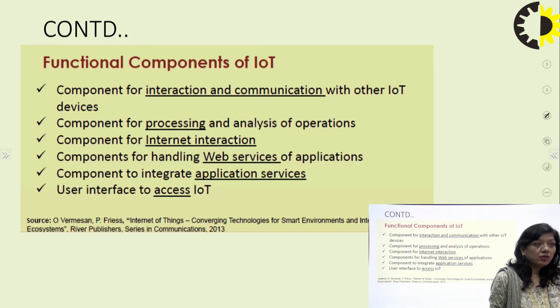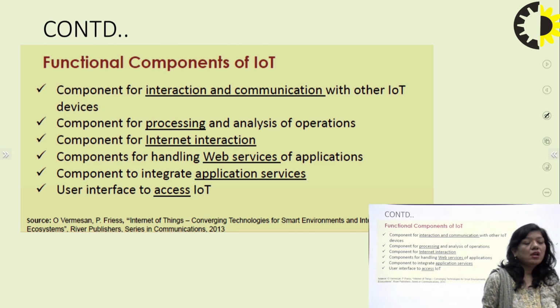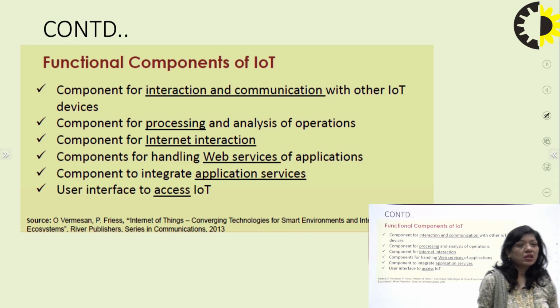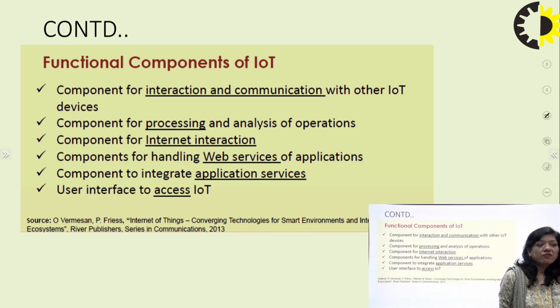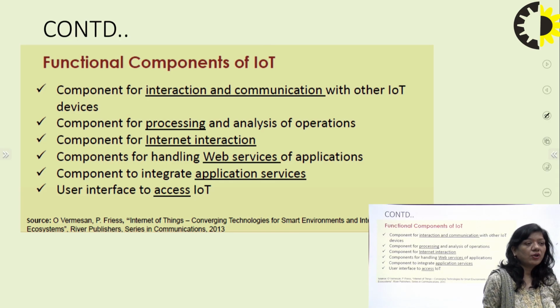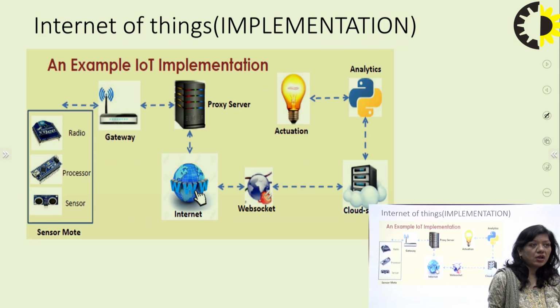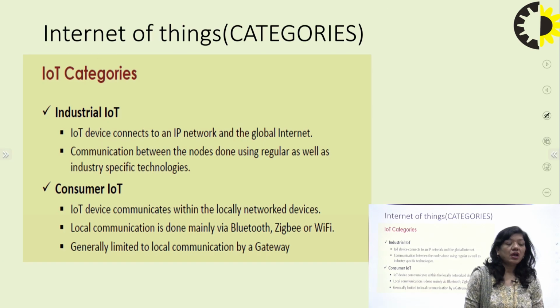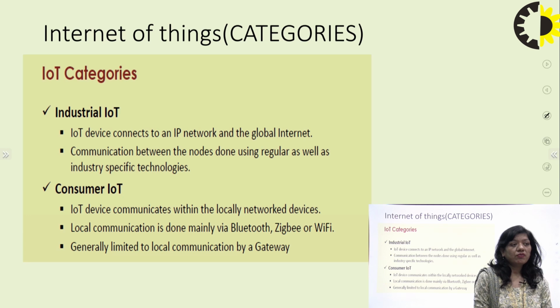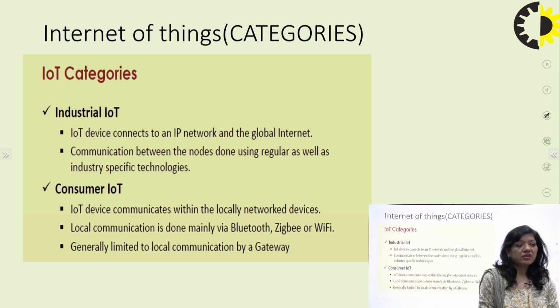The functional components of IoT are: a component for interaction and communication with other IoT devices, a component for processing and analysis of operation, a component for internet interaction, a component for handling web services of application, a component to integrate application services, and a user interface to access IoT. Now the categories of IoT. First one is industrial IoT, and the other is consumer IoT.